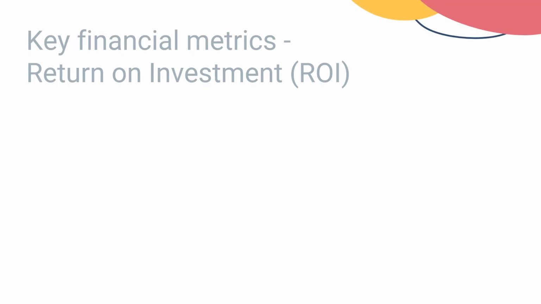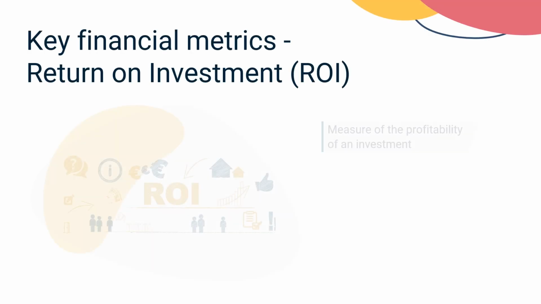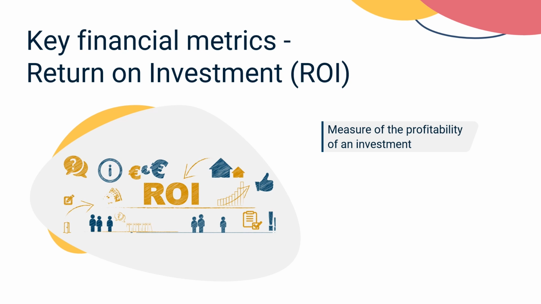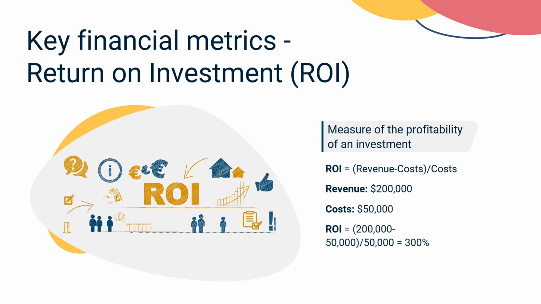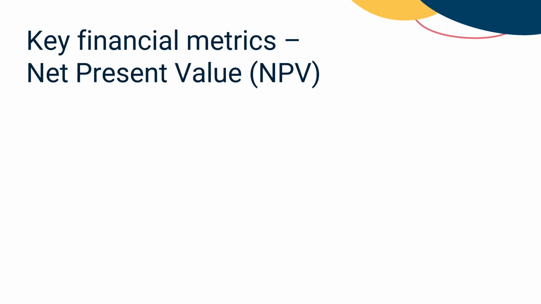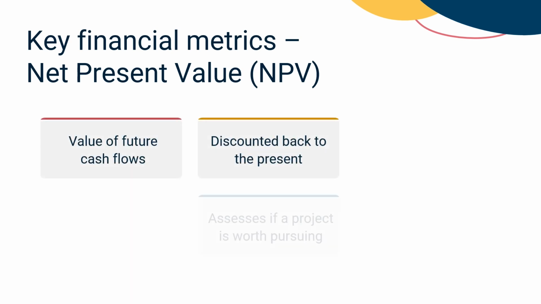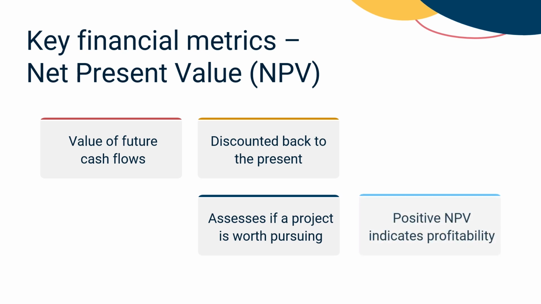Return on investment, or ROI, is a measure of the profitability of an investment, calculated as revenue minus costs, divided by costs. Let's take a look at an example. If a product generates $200,000 in revenue with $50,000 in costs, the ROI is 300%. Net present value, NPV, is the value of future cash flows discounted back to the present. It assesses whether a project is worth pursuing by comparing the NPV to zero. Positive NPV values indicate profitability.